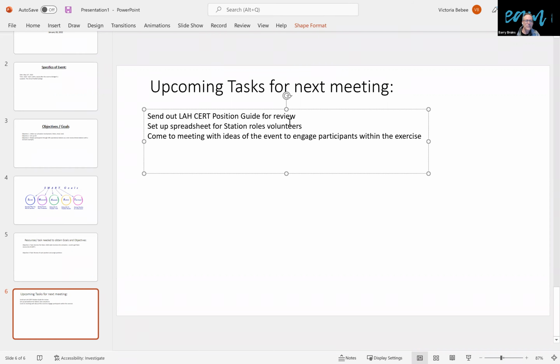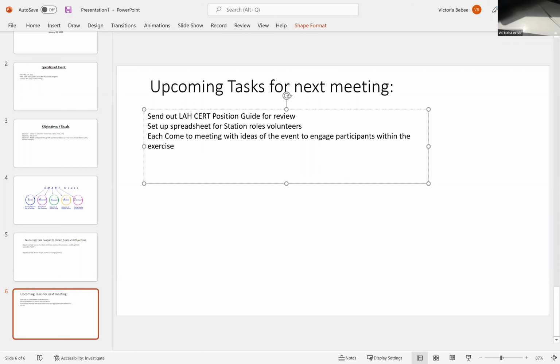Each volunteer comes to the meeting with ideas. Right, you're giving out station roles, but it's the volunteer for the station role who is going to come up with the idea, with ideas for the event on how to engage participants. Yep. I'll make it look better when I'm more awake. Okay.